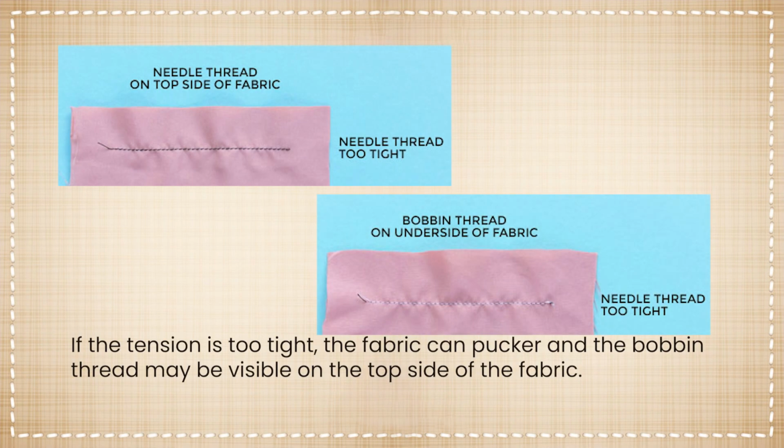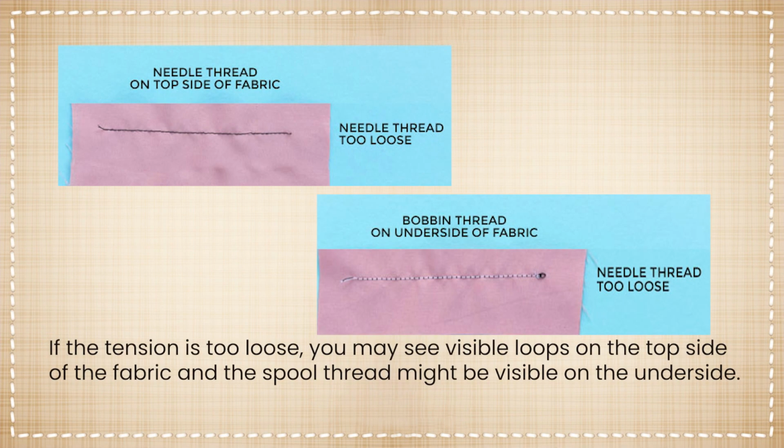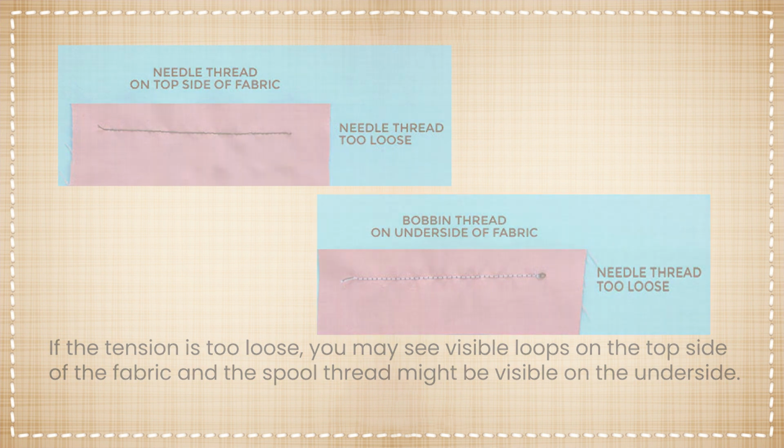If the tension is too tight, then the fabric can pucker and the bobbin thread may be visible on the top side of the fabric. And if the tension is too loose, you will see visible loops on the top side of the fabric and the spool thread might be visible on the underside.